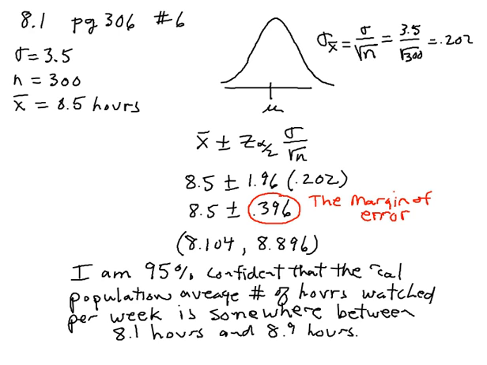My best estimate is 8.5 hours. My confidence interval tells me how close that is, basically, to the real value. That the real value is somewhere between 8.1 and 8.9. I'm going to estimate it at 8.5.